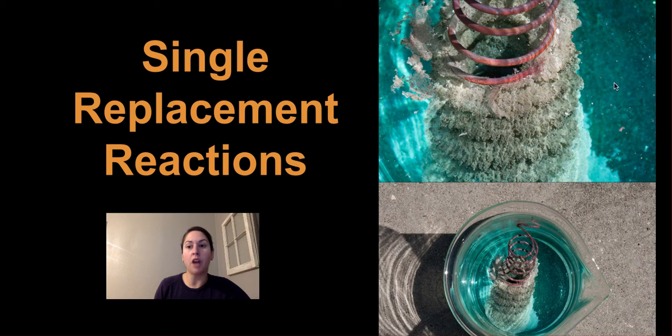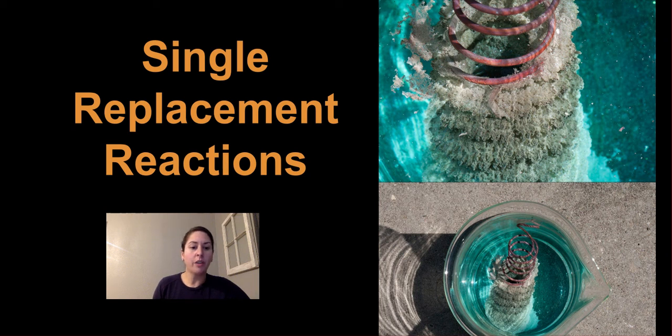So this aqua color you see is actually copper nitrate solution, and then all of this is silver being deposited on the outside of that copper wire. And so it's a pretty interesting thing to see. We'll do a demonstration of that in class so that you guys get to see it. And so this is an example of a single replacement reaction occurring.